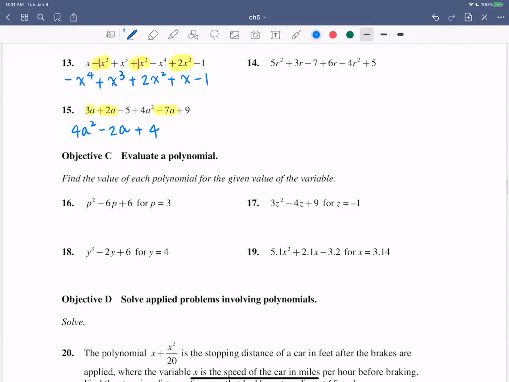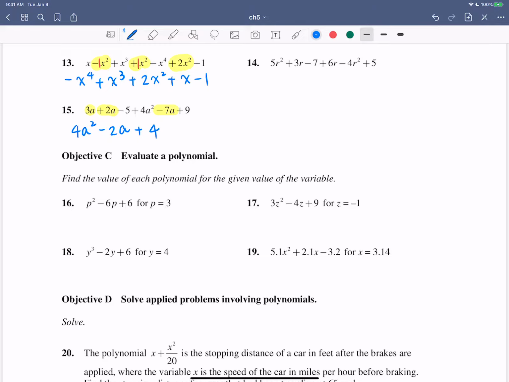Objective C. Evaluate a polynomial. In this case, what we're going to do is we're going to substitute the value for the variable into the original polynomial and follow the order of operation to find out the final value. Number 17. The way I recommend is before you plug it in, construct the skeleton form. You might have heard this. If not, it's simply just a placeholder for your variables.